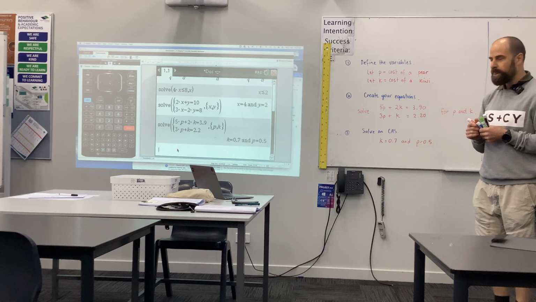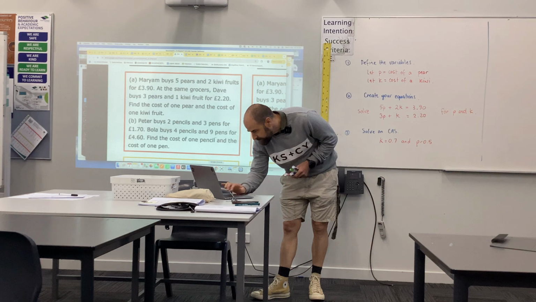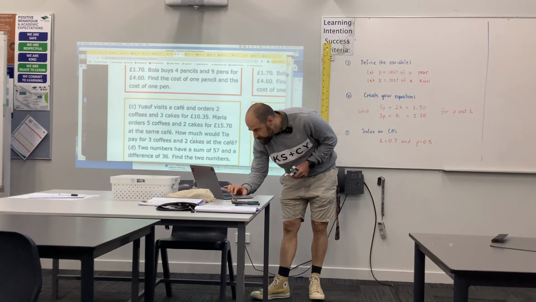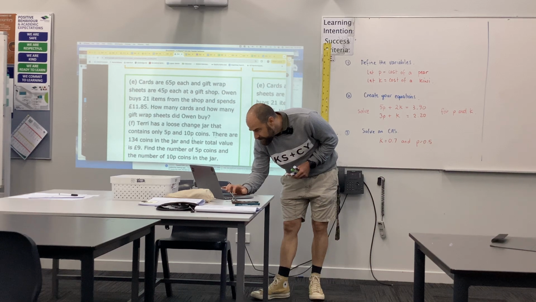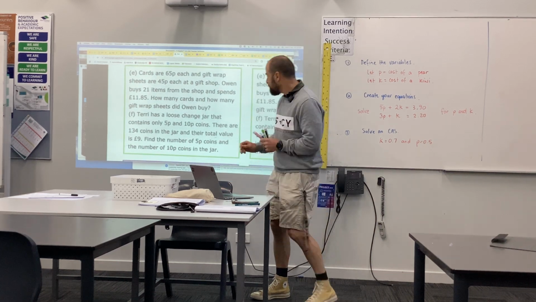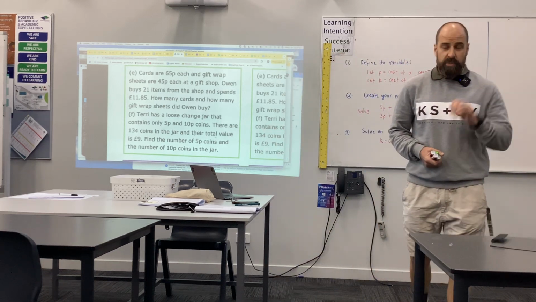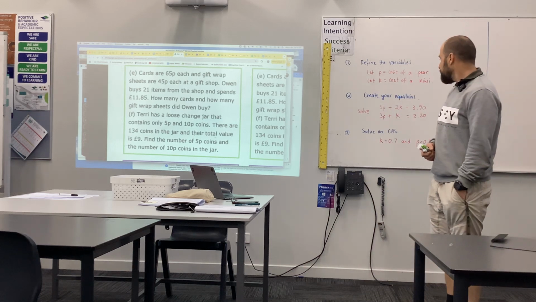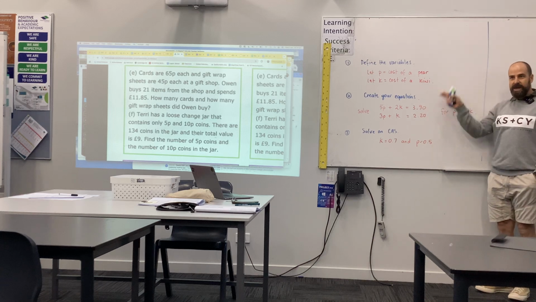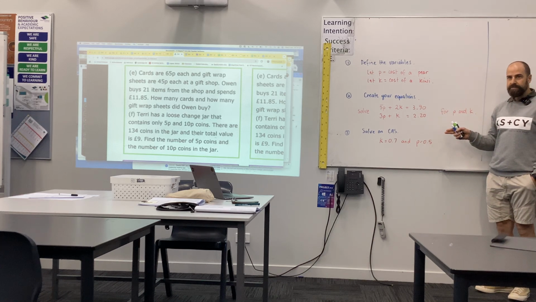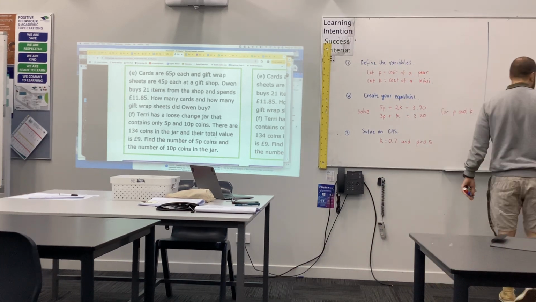Alright? You will be able to glue them in. I'm going to do one more example though. Do I need to clarify anything about this before I rub it off? No? Okay, one more example.